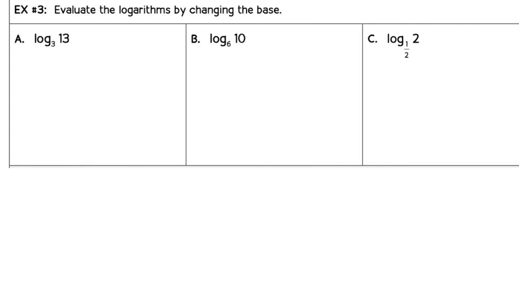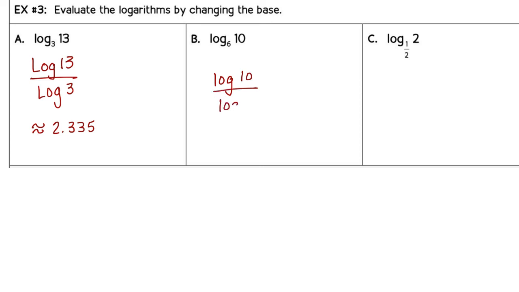So looking at part A, we would redo this and say that's log 13 over log 3. We would put this in our calculator, and it would give us approximately 2.335. Here we would say log 10 over log 6. And again, that would be approximately, once we do our calculator, 1.285. And then in part C, we would say log 2, and then log 1/2, or log 0.5. I would rather just write log 0.5. And then that's going to give us -1.